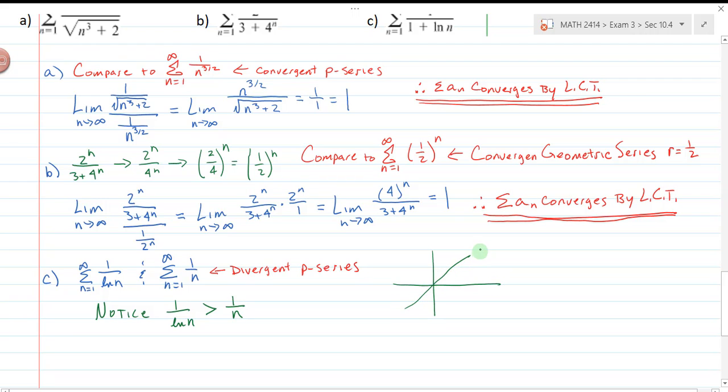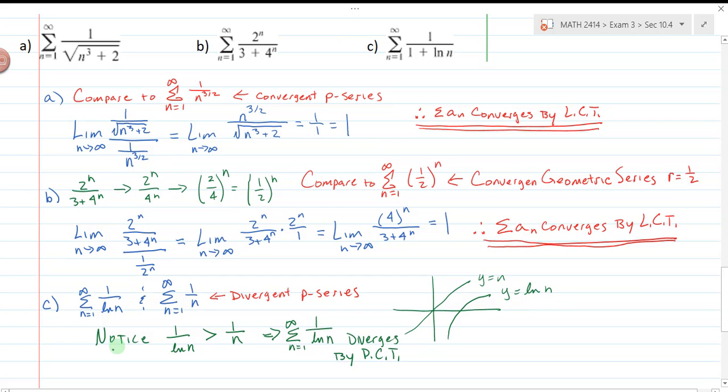So here's the graph of y equals n, and here's the graph of y equals the natural log of n. n is bigger than the natural log of n for all values of n. And what happens to a fraction when the denominator gets bigger? The value of the fraction gets smaller. So I feel confident in saying that this inequality holds true. Because I found a smaller series that diverges, that means that the sum of the series 1 over the natural log of n is going to diverge by the direct comparison test.